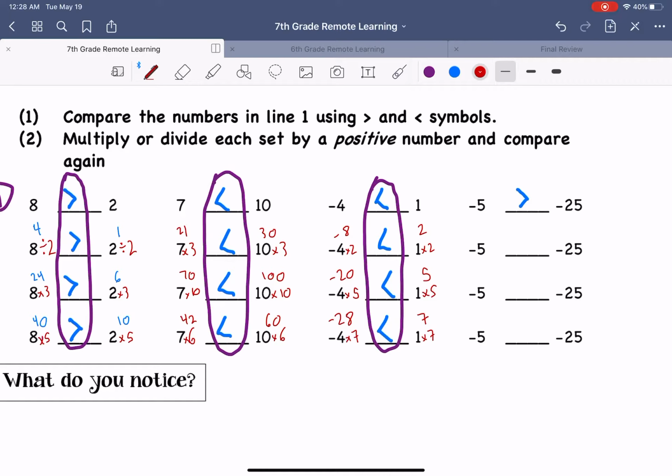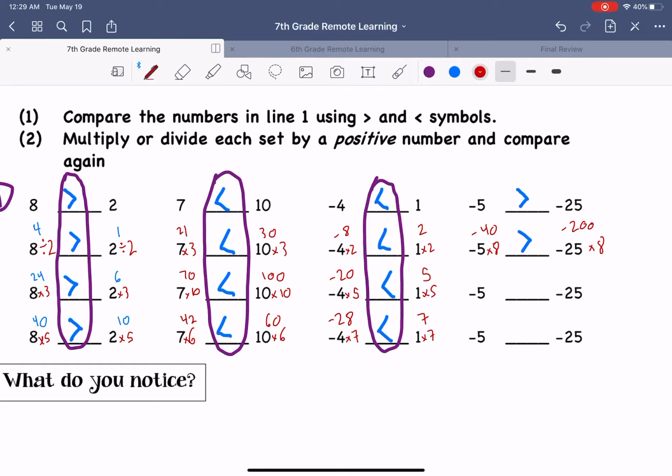All right, let's try it when they're both negatives. Let's multiply by 8. Ooh, that's going to give us a big number. That's okay, we can handle it. Negative 5 times 8 is negative 40. And negative 25 times 8, if you don't know that off the top of your head, that's okay, it's negative 200. And negative 40 is greater than negative 200. Still matches.